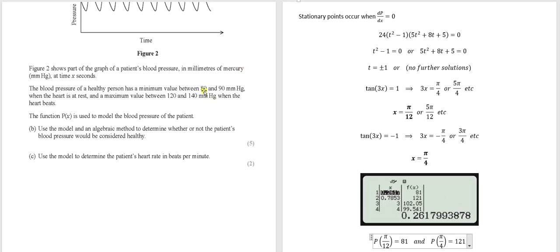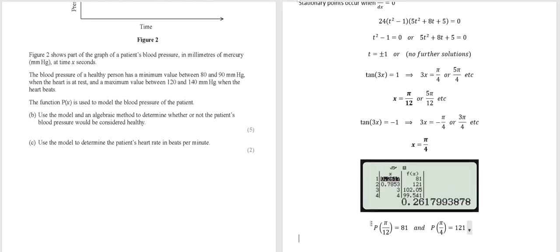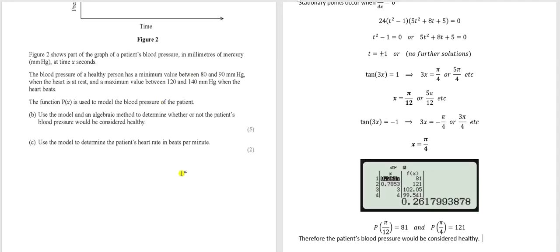Given that it said we need to be between 80 and 90 as a minimum and between 120 and 140 as a maximum, we can say here, therefore, the patient's blood pressure would be considered healthy. 121 over 81 sounds just fine, and it matches the conditions we were given there.